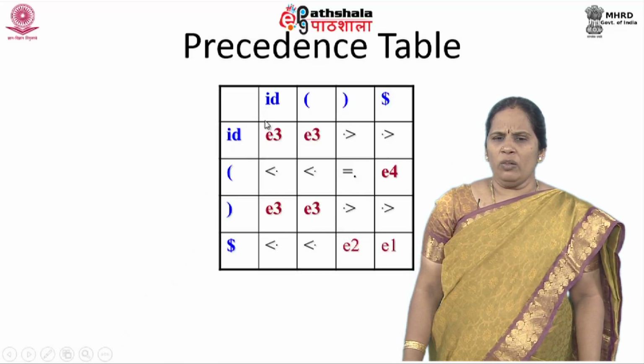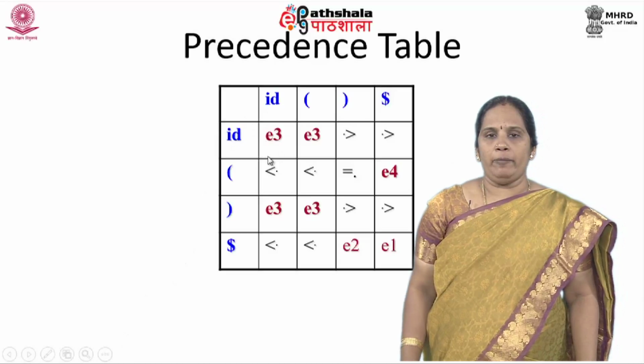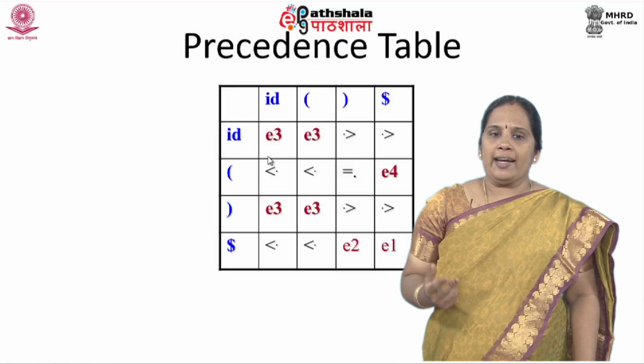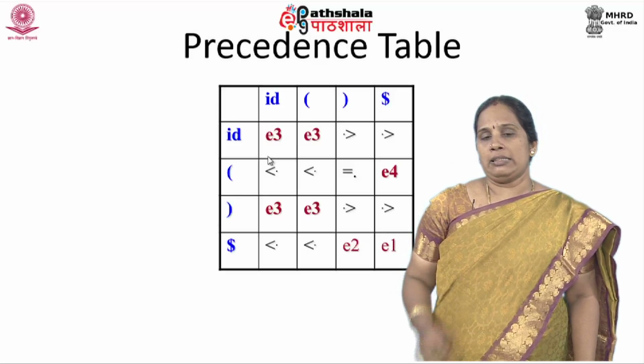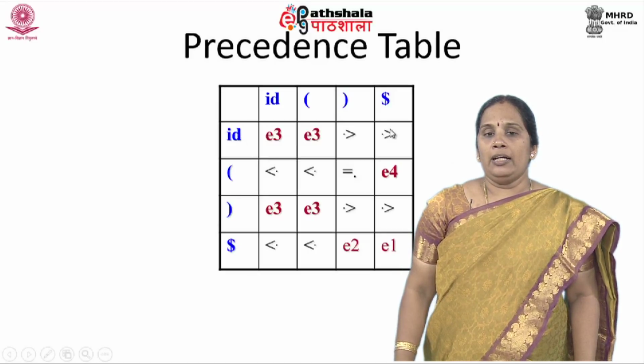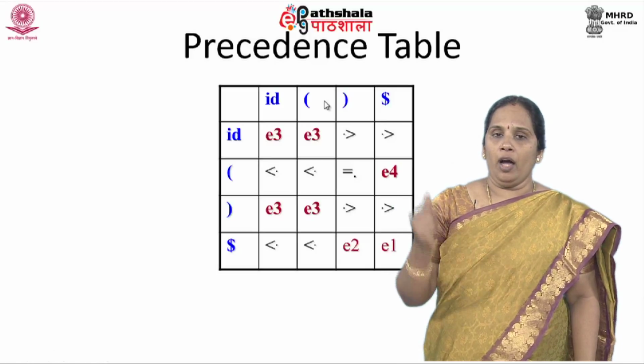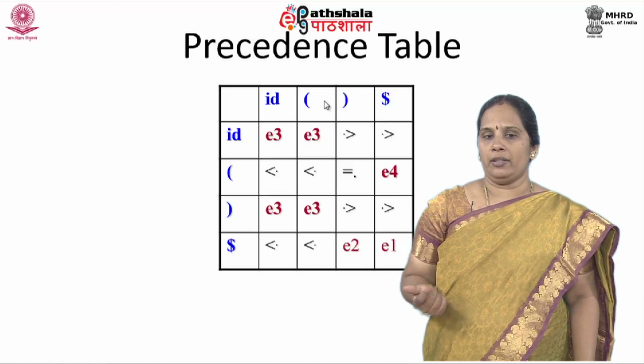So, what does this E3 basically indicate? It means that if I encounter an operand first, the next character cannot be an operand, that is the understanding. Similarly, if I get an operand here, the next character cannot be a parenthesis, it has to be followed by an operator, and only then can I have the parenthesis.